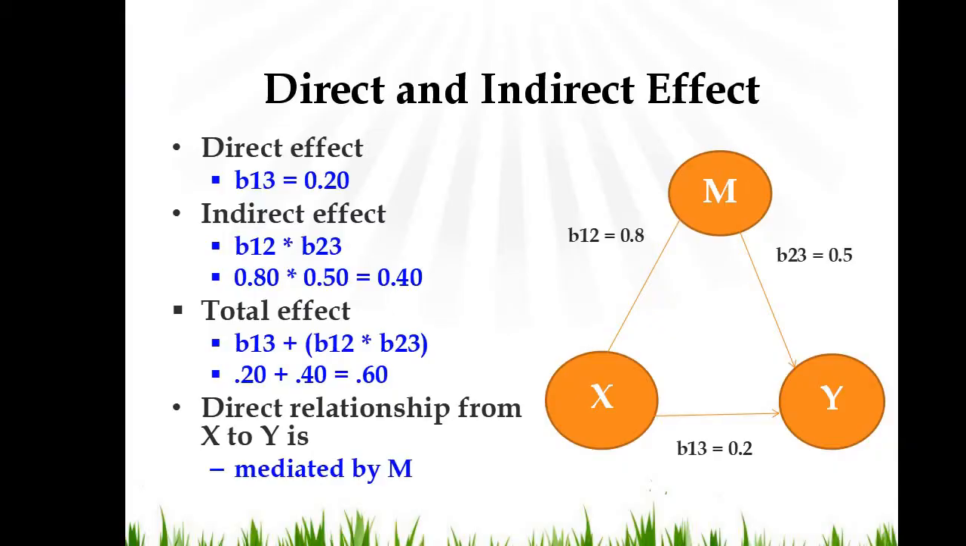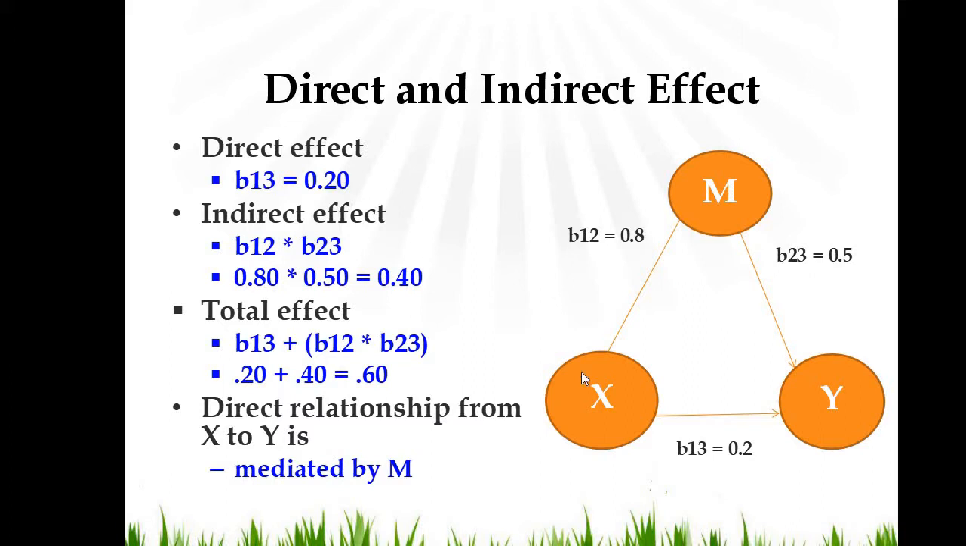If you look at this model, here x is the independent variable, m is the mediator, and y is the dependent variable. The effect of x on m is captured by the beta coefficient, and its value is 0.8. The beta coefficient for m on y is 0.5, and the effect of x on y is captured by its coefficient, that's 0.2. So now let me introduce three concepts. One is the direct effect, second one is the indirect effect, and third one is the total effect.